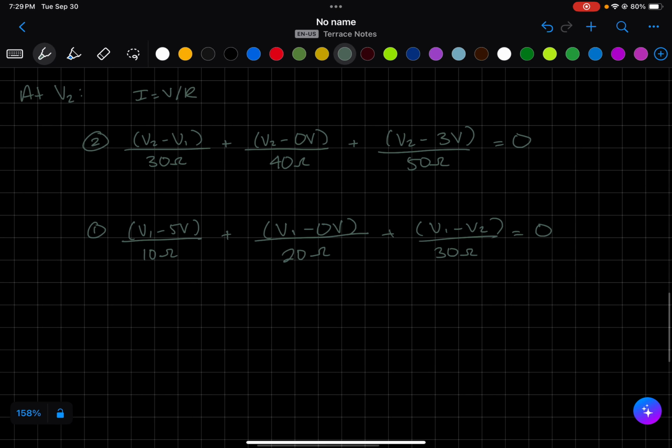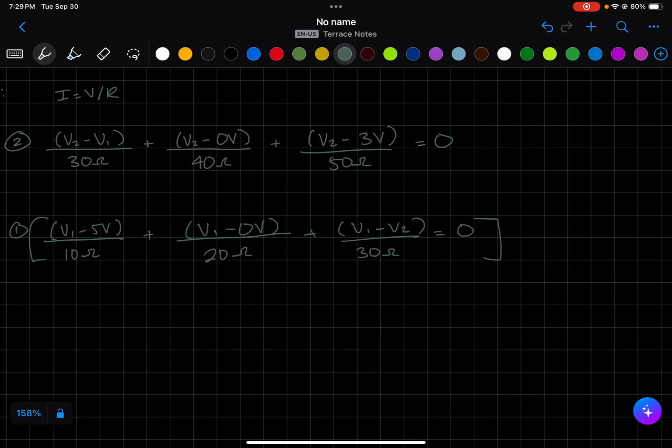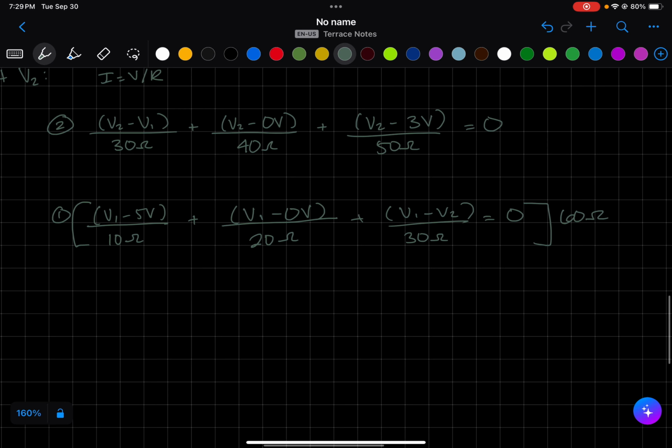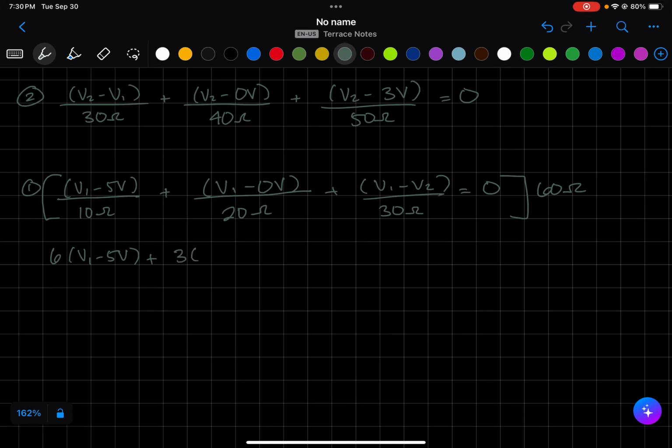So the denominators have a lowest common multiple of 60. So we're going to multiply all of these fractions by 60, and then 60 divided by 10 times, 60 divided by 20 is 3 times the numerator, and 60 divided by 30 is 2 times the numerator.